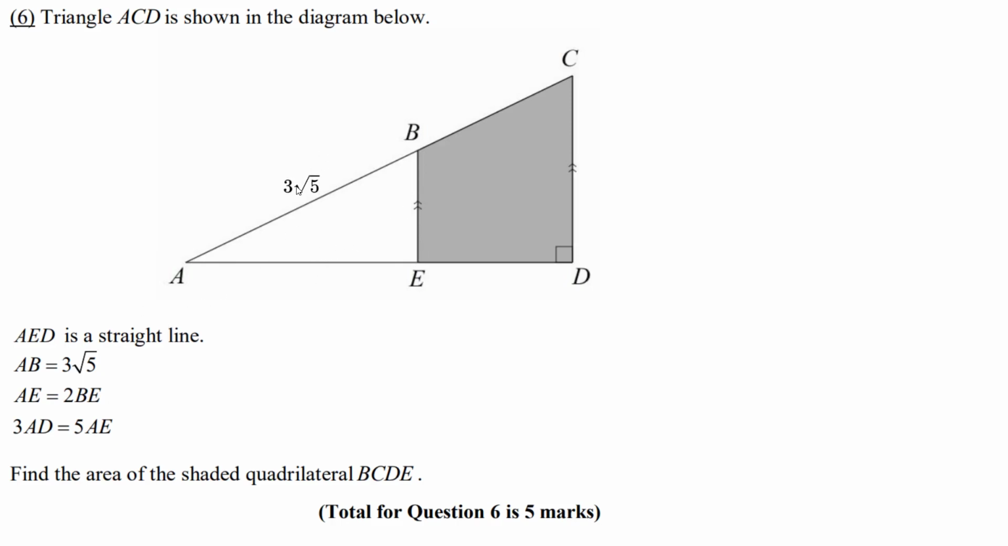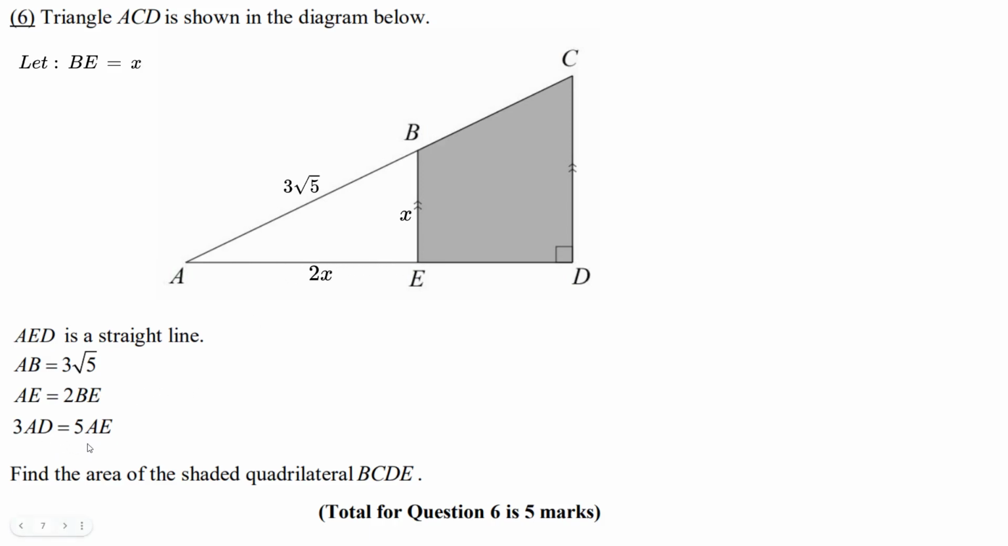So let's just write on this information. So we'll just call this one x. So let BE equals x. That means this must be 2 lots of x. And then 3 lots of AD. So if you have 3 lots of this full line, that's equal to 5 lots of this here.